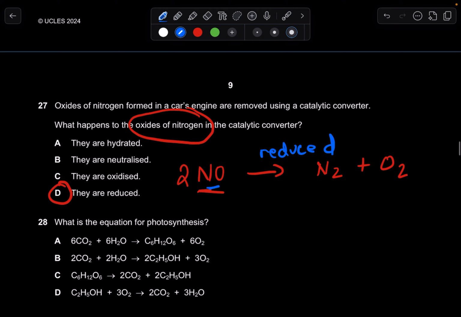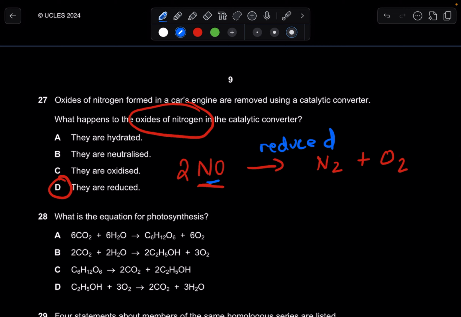Okay, what is the equation for photosynthesis? I believe this is a child's play. They're going to have carbon dioxide, then you're going to have water, but over here the balancing is incorrect, so it's going to be option number A.